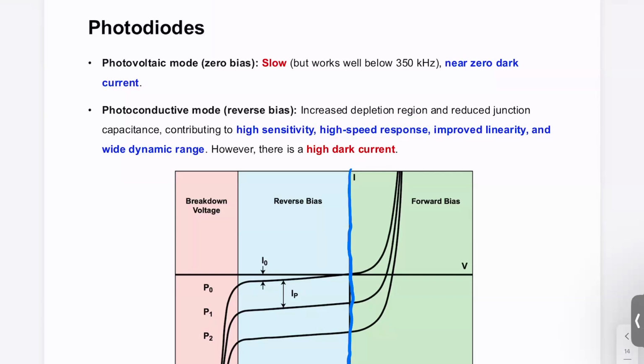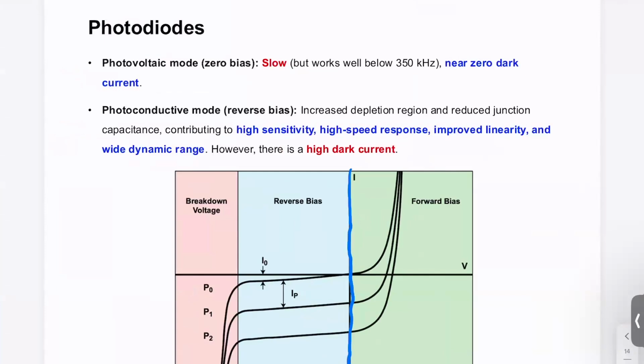So your depletion region is like a parallel plate capacitor. When you increase the distance of the two plates, then you are decreasing the capacitance. The disadvantage of the reverse bias mode is that there's a high dark current. Even without light, there will still be a baseline current. So when you design your device, you often need to optimize your reverse bias to achieve better sensitivity.